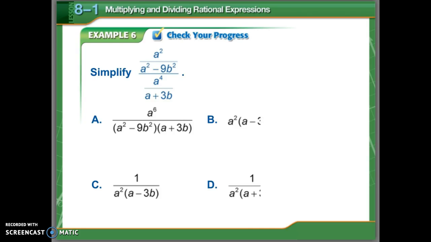All right, our answer is C, 1 over a squared times a minus 3b. That brings us to the end of Unit 2, Lesson 8. Hopefully you feel a little bit more comfortable with multiplying and dividing rational expressions and you're ready to go practice some stuff out on your own.